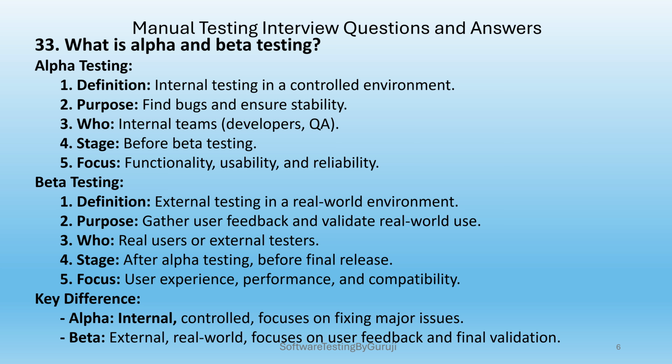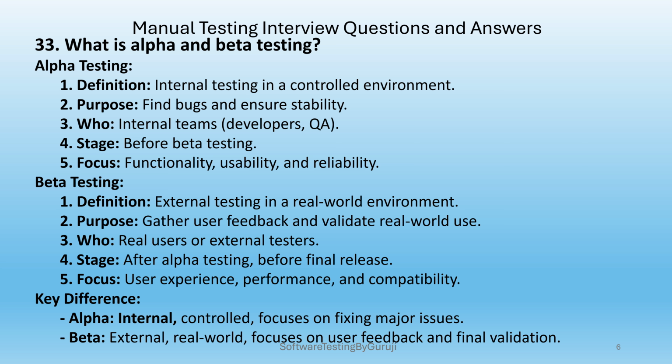Next is, what is alpha and beta testing? Alpha testing. Definition of alpha testing: internal testing in a controlled environment. Purpose: find bugs and ensure stability. Who performs it? Internal teams, developers and QAs. Stage: before beta testing. Focuses on functionality, usability and reliability.